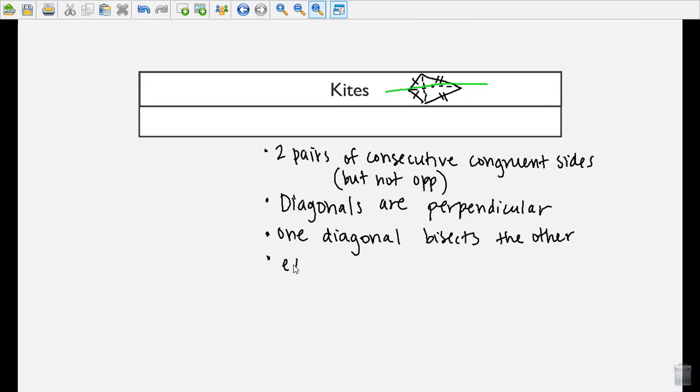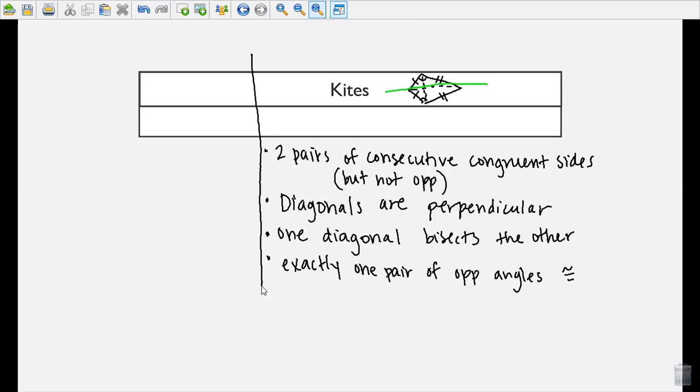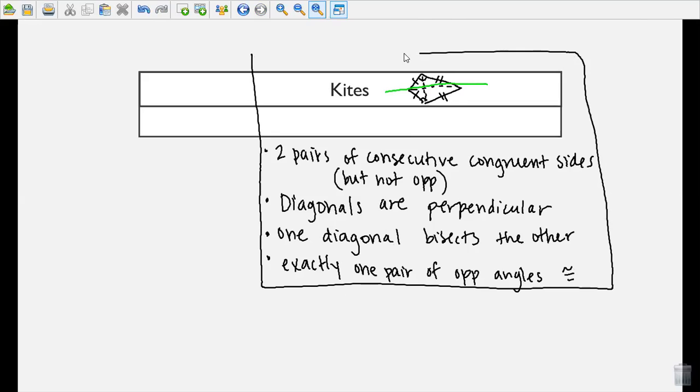Exactly one pair of opposite angles are congruent. Right, and again, that comes to the symmetry. So it can't be the left and the right angle because they have different sides pushing them together. So then we have this angle and that angle. So the ones that are on both sides of your line of symmetry are going to be the same. All right. And we are almost done with kites. That's the gist of kites.